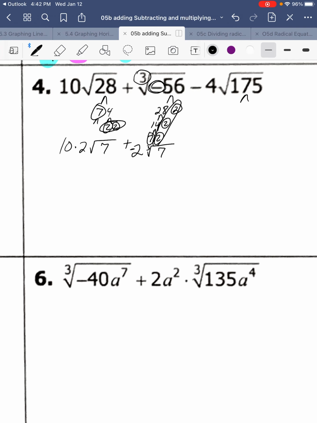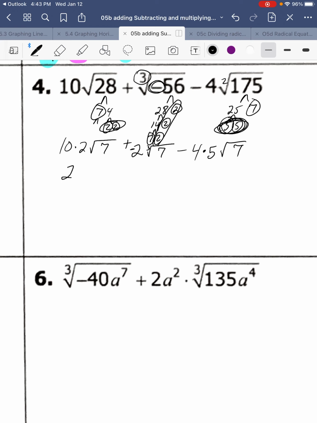175 is 25 and 7. 5 and 5. It's a square root, so I need 2 of them. Pair of 2s, so there we go. The negative 4 will come down. 5 times 5 is 25. Square root of 25 is 5. And then the square root of 7 left over.